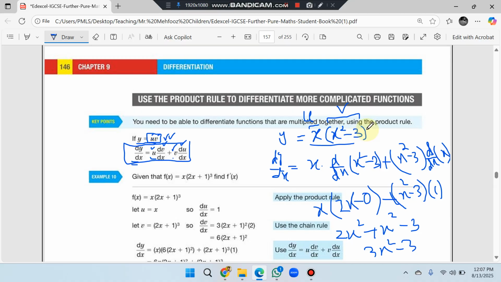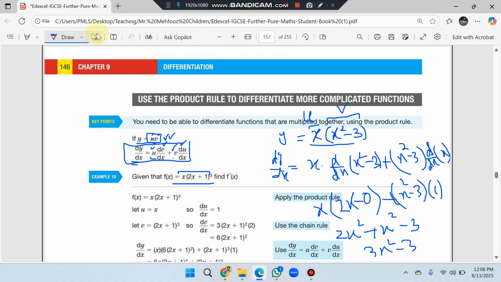If the functions are complicated, like in example 10, x into (2x plus 1) cube. So now x is not multiplied into the cube. First of all, we have to open the cube by using formula, then we can multiply the x. So this is a tough task. So for these difficult functions, we can use the product rule. Okay?